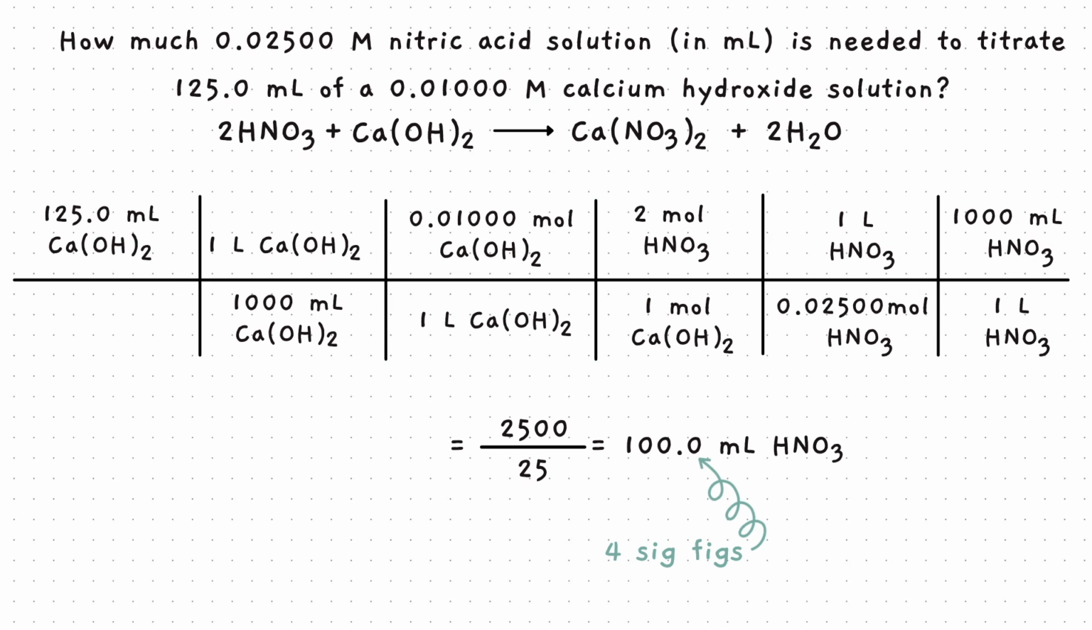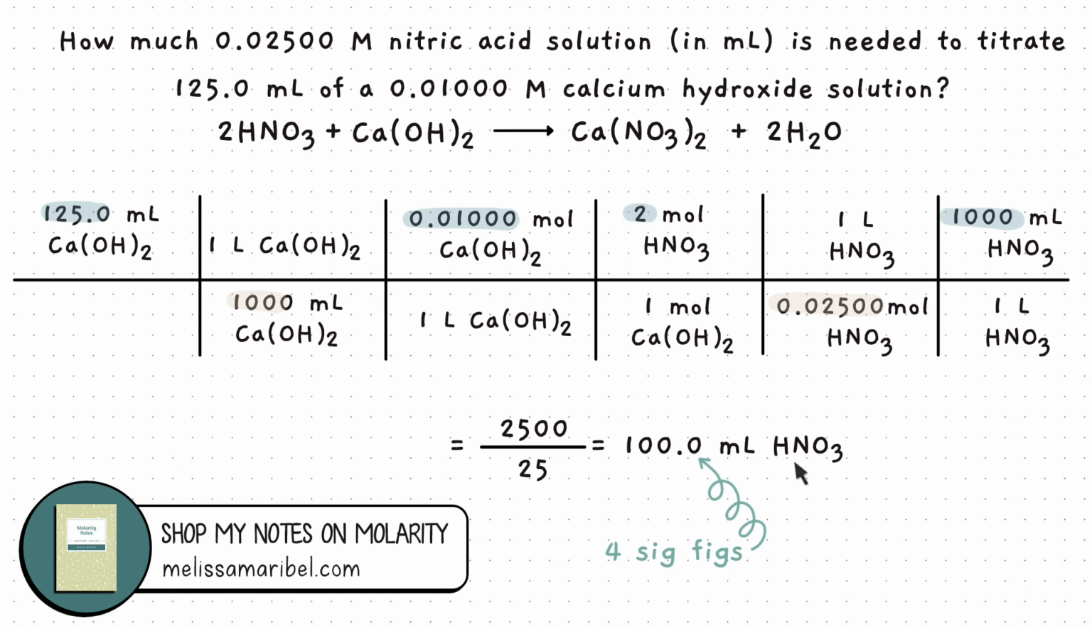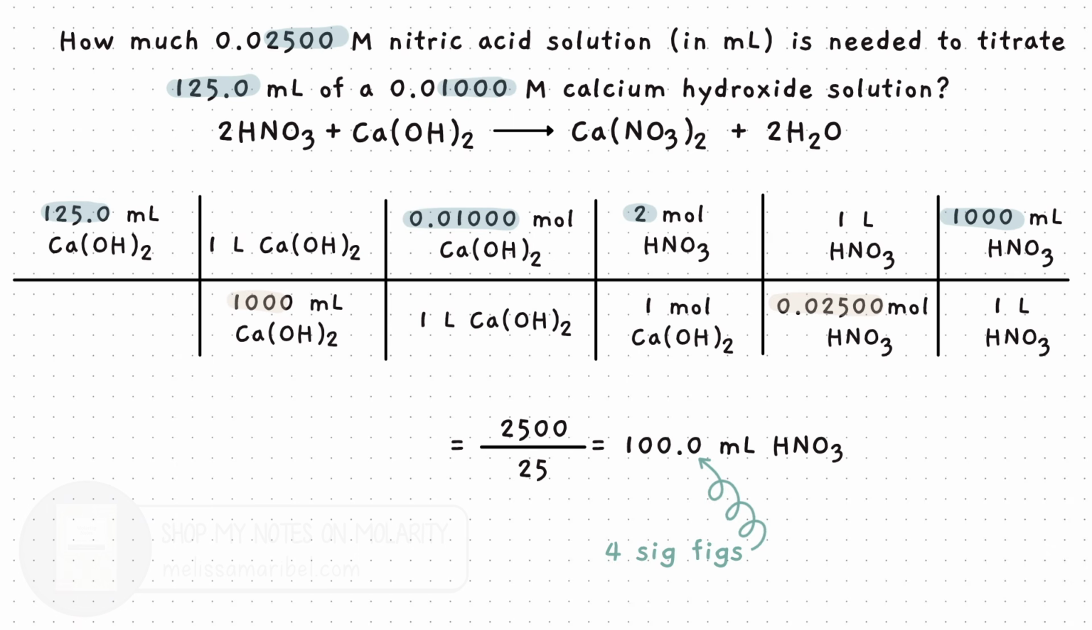To avoid calculator mistakes, multiply the top numbers separately and the bottom numbers separately. Divide, and we get 100.0 milliliters of nitric acid as our answer. Don't forget about sig figs. The least number of sig figs found in this question was 4.